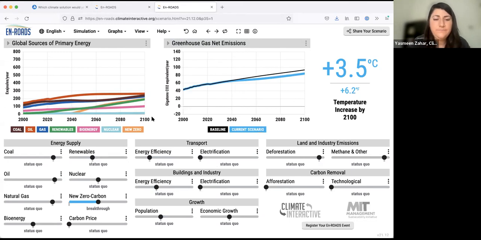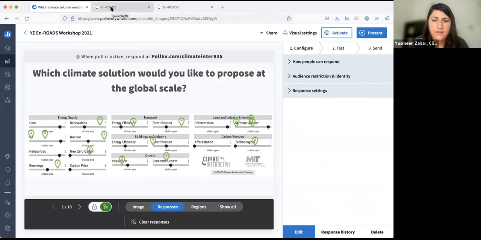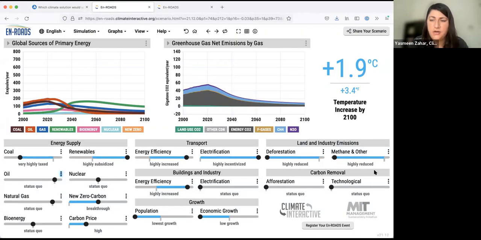And so some of the different technologies that have been looked into and researched are things like nuclear fusion and thorium fission, which are different ways to produce energy in a low carbon or zero carbon way. And so that's a quick overview of what a new zero carbon technology might look like and what dynamics it might have in a world like this. And so the other one that I saw was technological carbon removal.